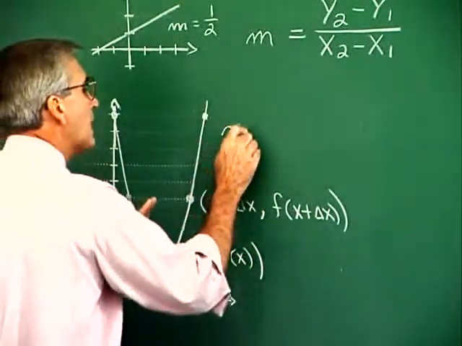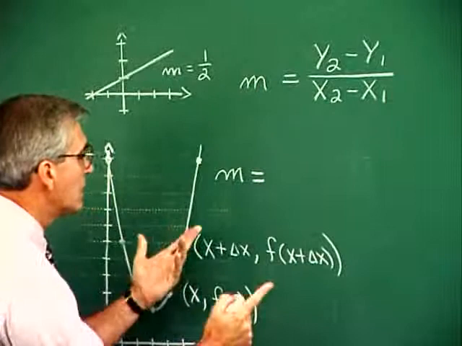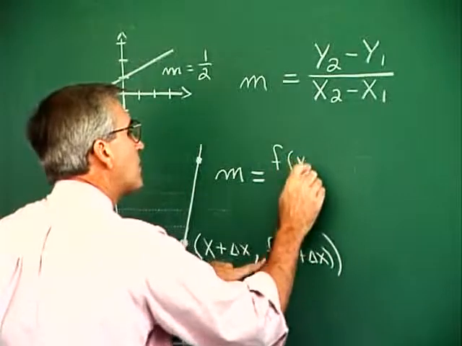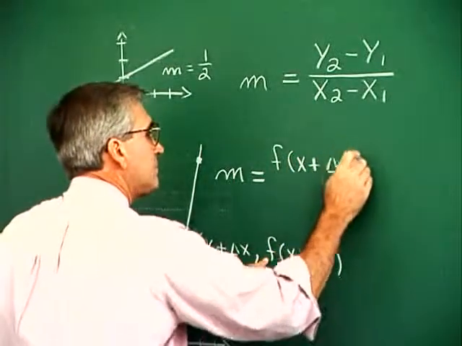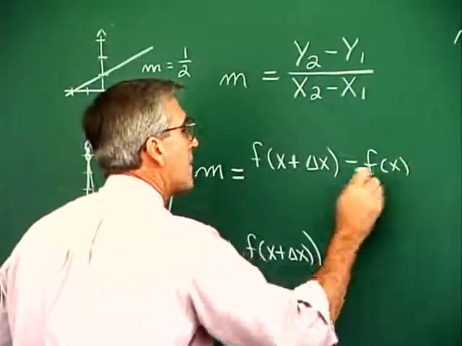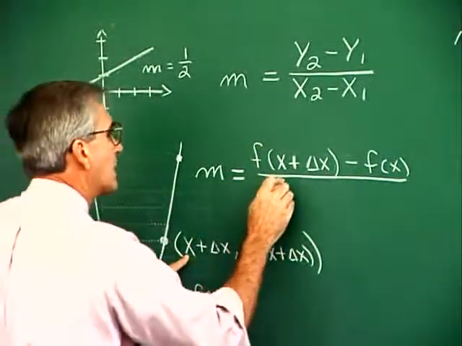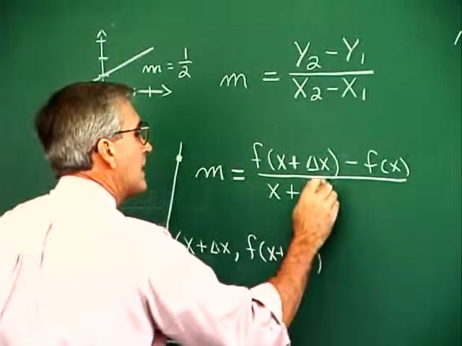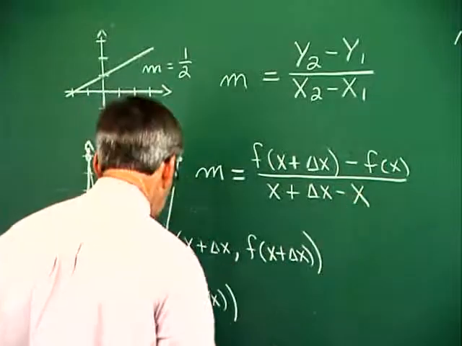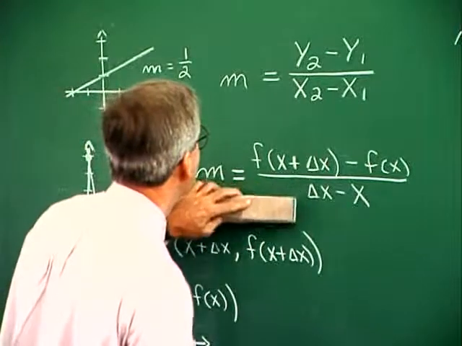So the slope then would be the difference in y components, remember from up here, which would be f of x plus delta x minus the other y component, f of x. And all of this is over the difference in x components: the first x value was x plus delta x, minus the other x component, x. Now, in the denominator, x minus x goes out, and we have simply delta x.